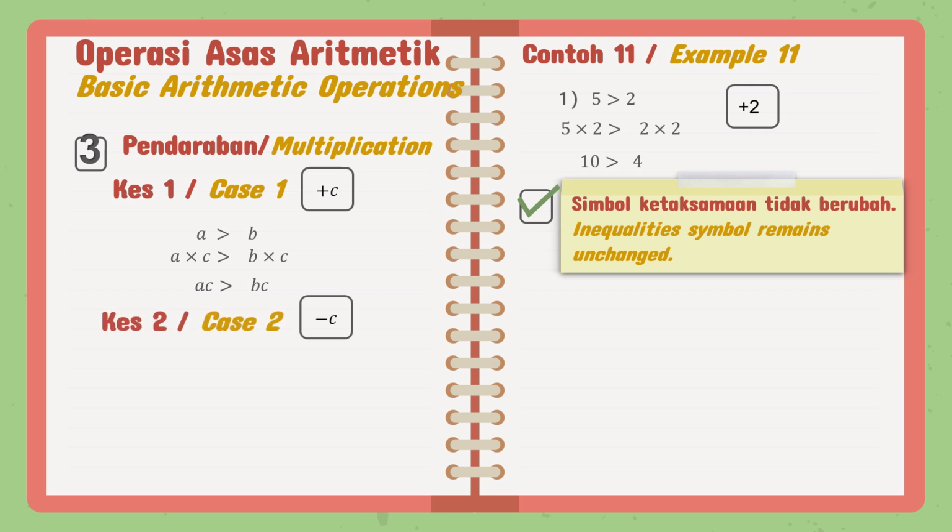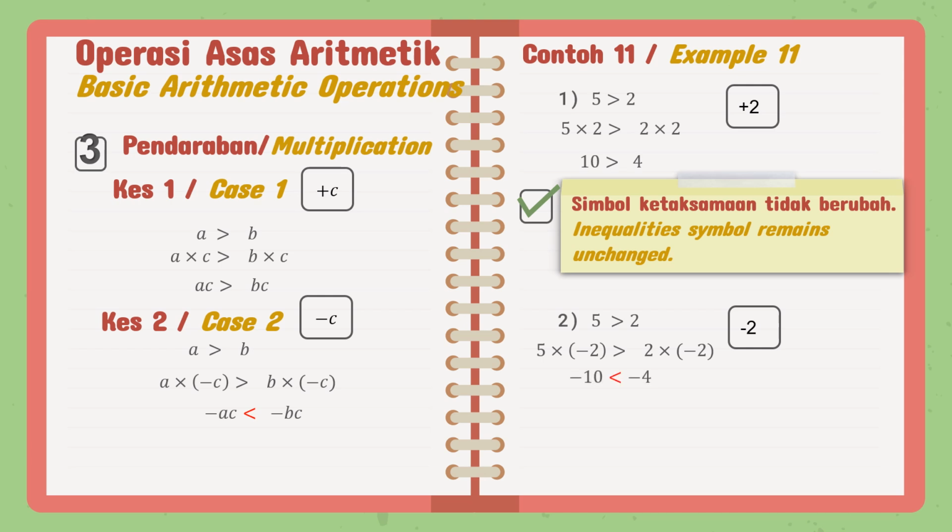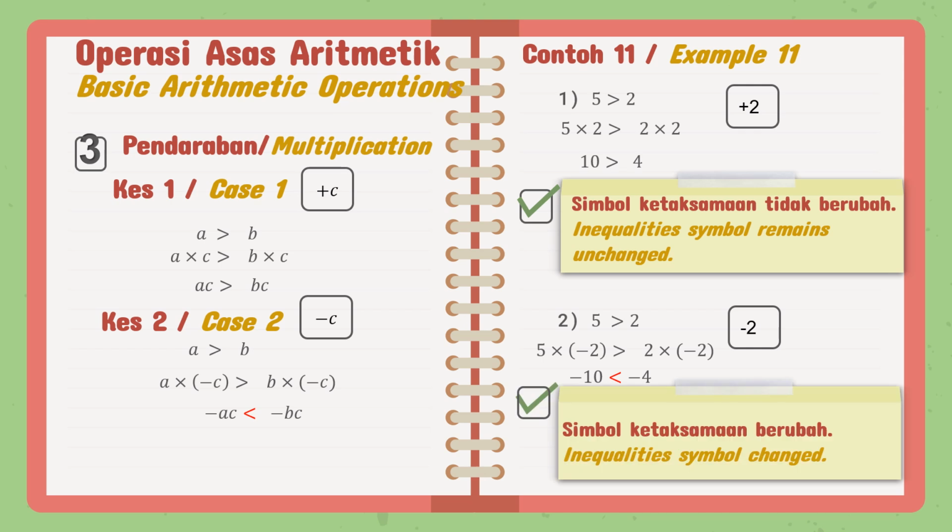Alright, so for case 2, when you want to multiply by a negative number on both sides of the inequality, here you have ac less than bc. Let us look at number 2 for example 11. When you have 5 which is greater than 2, you multiply both by negative 2. Here 5 times negative 2 you get negative 10, and 2 times negative 2 you get negative 4. Look at the symbol of the inequality. This time the inequality symbol changes.